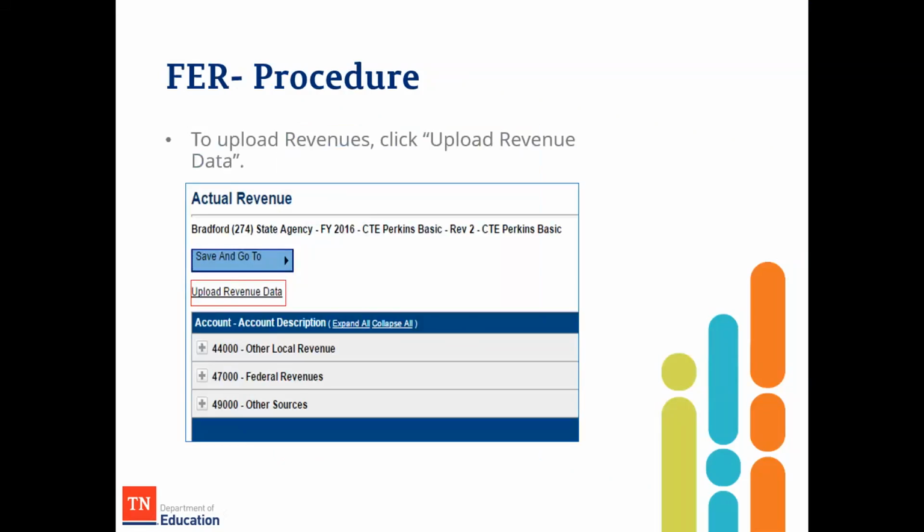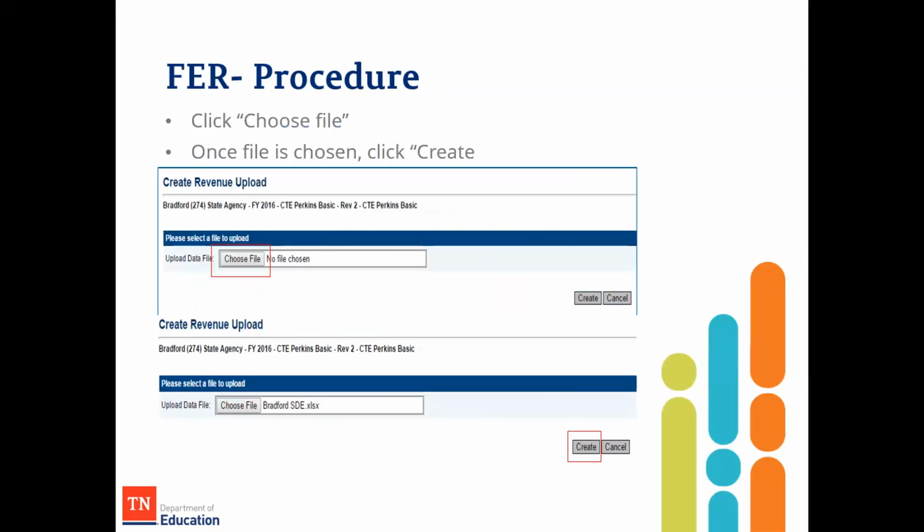The next screen is a screenshot of what it will look like where you go to upload your revenues. You will click on the hyperlink that's highlighted in the red box that says Upload Revenue Data. Once you click on that, you're going to see this screen, where you choose the file that you have to upload by clicking on Choose File. And once you've chosen that, you will see the Create option down in the right-hand bottom corner.